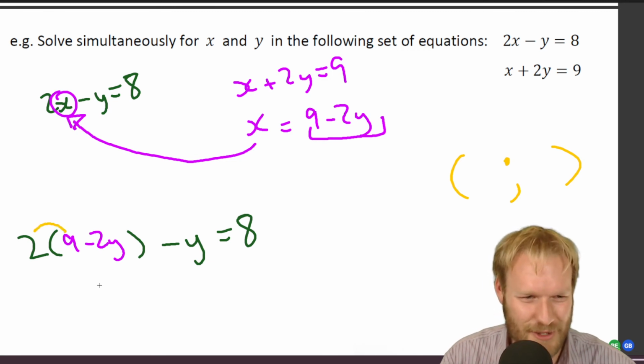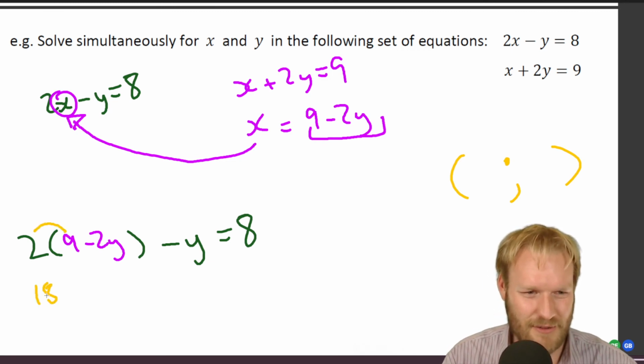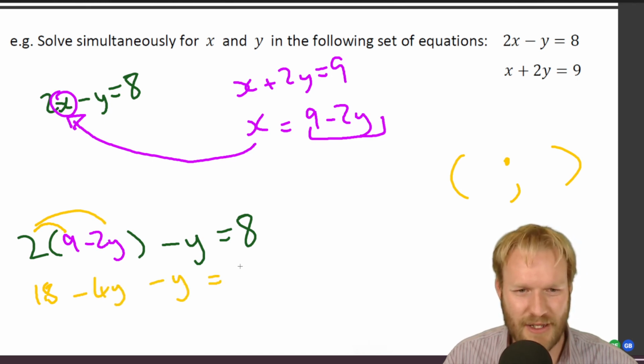Let's see. I'm going to distribute this in and get 18. Going to distribute this in and get minus 4y, minus y equals 8. Okay, 18. I'm going to subtract 18 from each side.